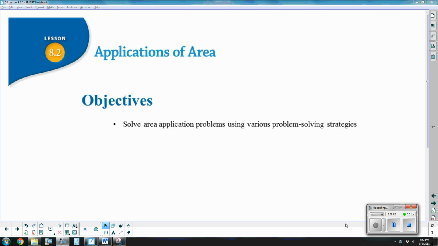Hi ladies, this is lesson 8.2 and this is where we're going to apply some of those concepts of area that we looked at in the last lesson. So in this lesson we're going to solve area application problems, and we're going to use problem solving strategies that kind of split up the diagram that you're given into simpler parts that you already have formulas for.